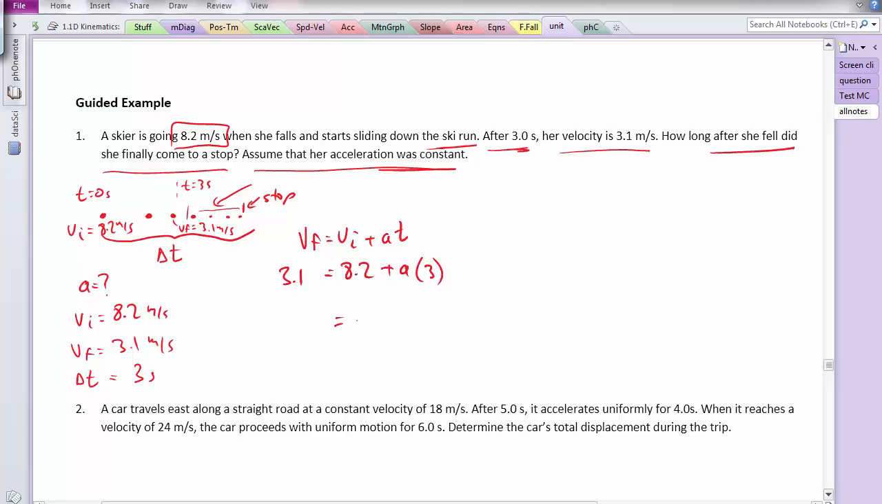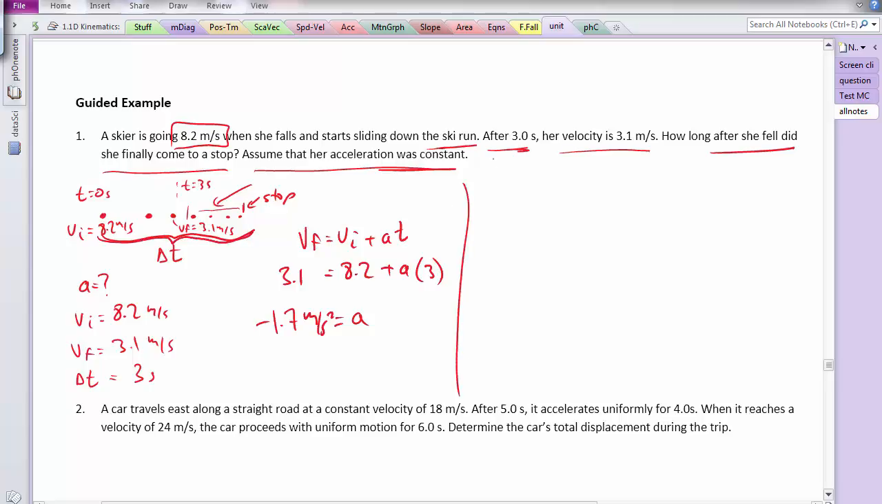When we solve for A using our calculators, we should be getting a negative acceleration because we're slowing down. And indeed, if you punch this into your calculator, you get an acceleration of negative 1.7 meters per second squared. But we still need to know the time of the entire trip.